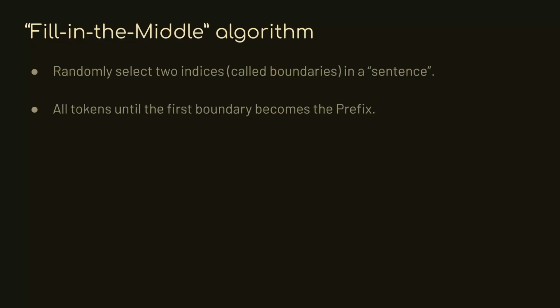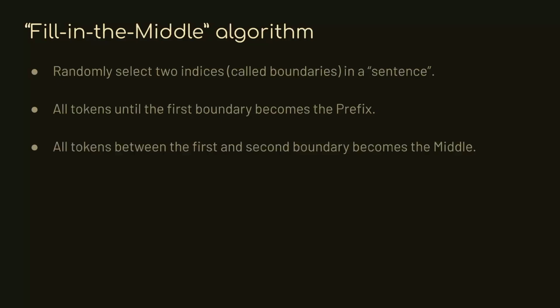All the tokens until the first boundary become the prefix. You can mentally imagine a line with 2 dots that divides that line into 3 parts. The first part becomes the prefix. The second part becomes the middle. Technically, everything between the first boundary and the second boundary becomes the middle, and the remainder becomes the suffix. And I think most of you can see where this is going.